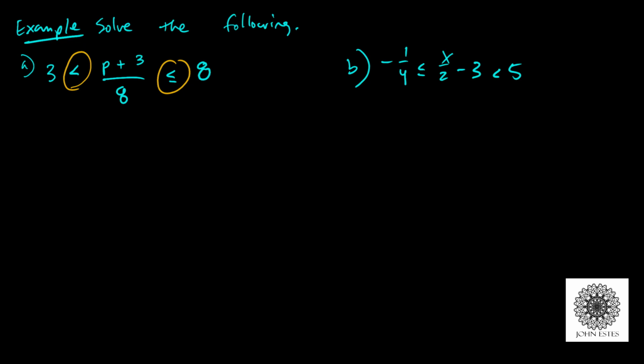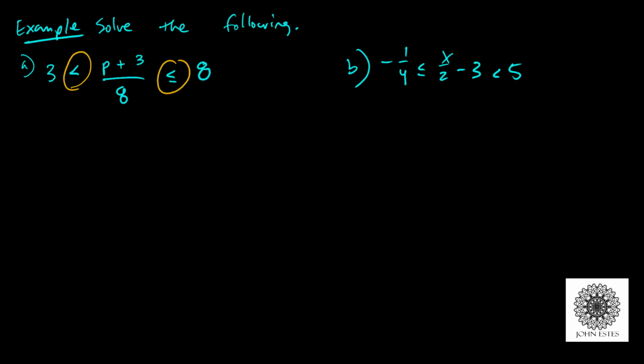What we're really saying is two things at the same time. We're saying that p plus 3 over 8 is greater than 3, and at the same time it's less than or equal to 8. So here p plus 3 over 8 is sandwiched between the 3 and the 8, and we need to figure out what values of p satisfy this. Now, the laws of linear inequalities work the same way. If you need help with that, I have a video on linear inequalities, and again the principles follow the same way.